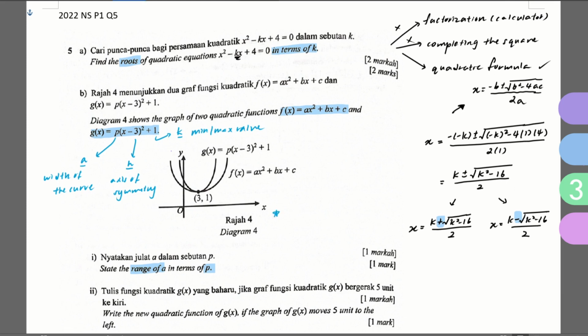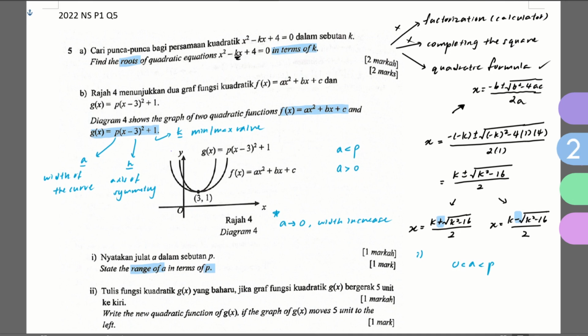As we know, when a approaches 0, our width will increase. Since f of x has a larger width, this means that a is smaller than p. And the curve is a smiley face, so our a would be more than 0, or always positive. So we need to combine these two conditions together, and we form a is between 0 and p.